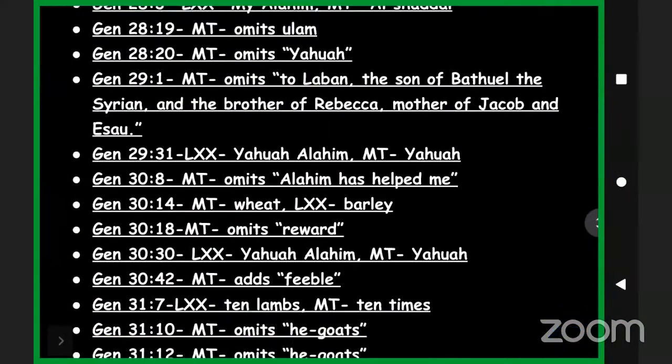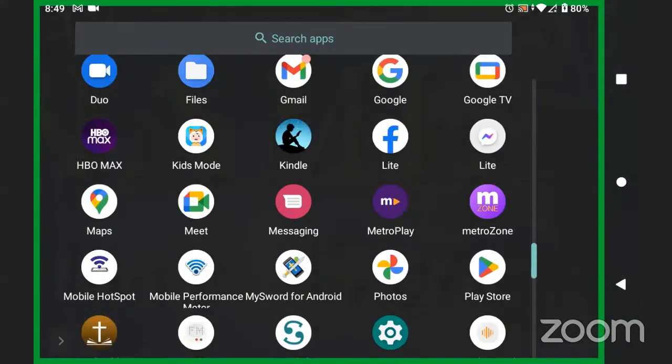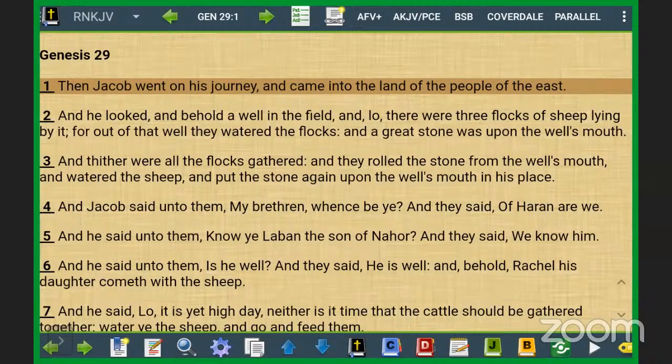Okay, so now we're going to go to chapter 29, Genesis 29, verse 1. The Masoretic text omits Laban, the son of Bethuel, the Syrian, and the brother of Rebekah, mother of Jacob and Esau. Syrians were like the Assyrians. That's where we get Assyria from, Syria. So that's basically the same place. Syria is in that region of Mesopotamia and all that. So in the Masoretic, it would say, then Jacob went on his journey and came into the land of the people of the east. It just stops there.